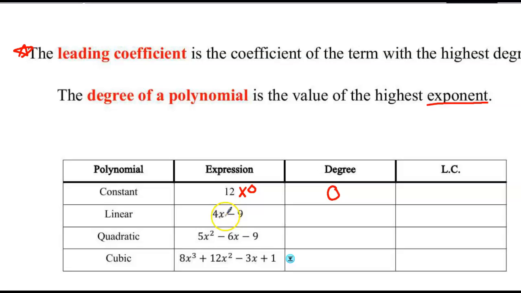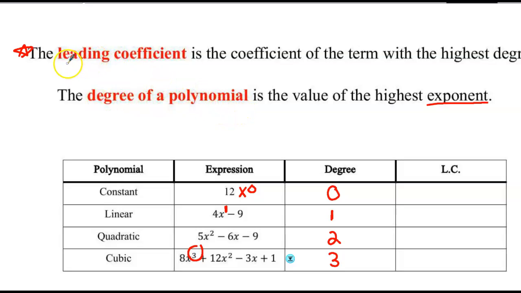When I look at this linear expression, I don't typically write a 1 here, but I'll write it for the sake of this. The degree is the highest exponent, so that would be 1. Here for quadratic, the highest exponent is 2, so the degree is 2. And then for this cubic, the highest exponent is 3, so the degree would be 3. That would be referring to the degree of the polynomial.